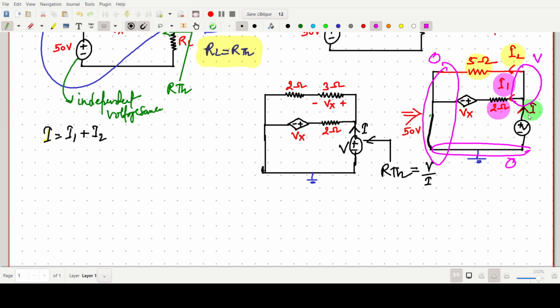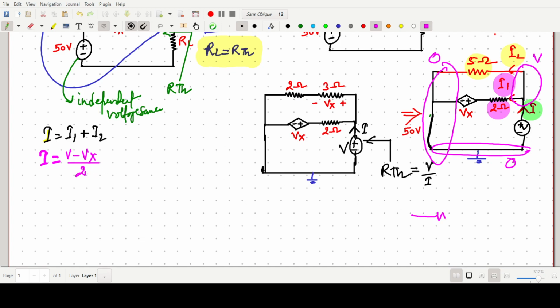So the I value I am writing here will be I1. So I1 will be this voltage, that is, V minus Vx by 2.